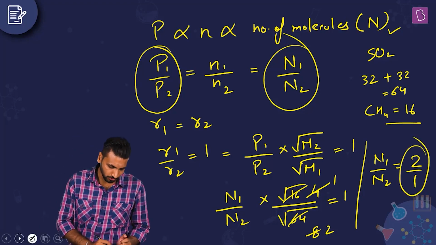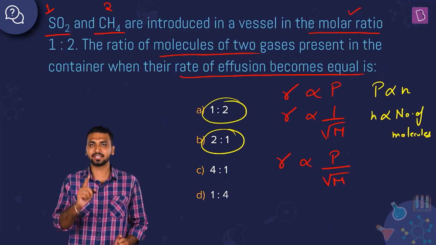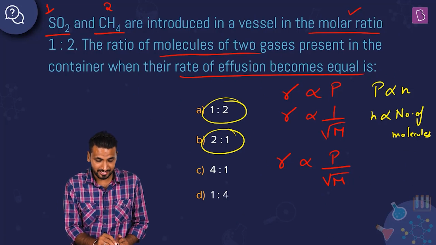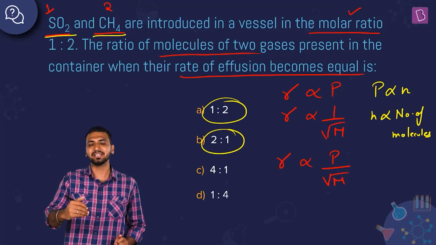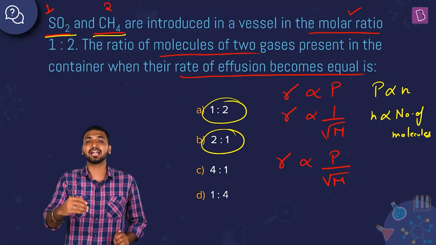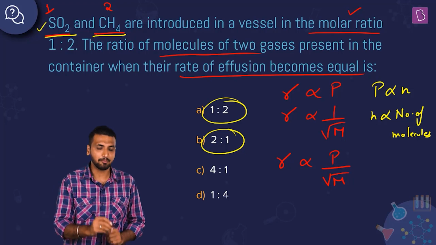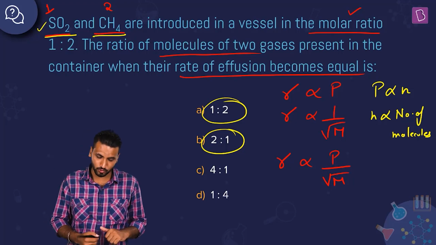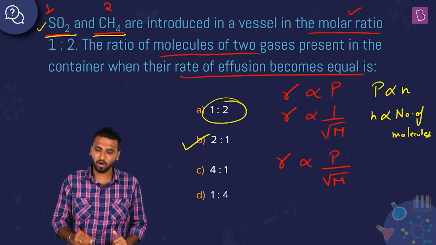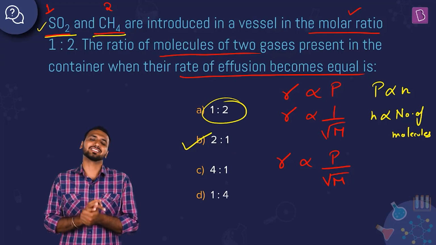Let's look for the options now. 1:2, 2:1. Don't get confused. It is SO2 and then methane. That means the number of molecules of 1, that is SO2, upon the number of molecules of methane. The ratio is 2:1. So the correct answer is option B. B for BYJU'S or B for Basir is going to be the right answer. Thank you.